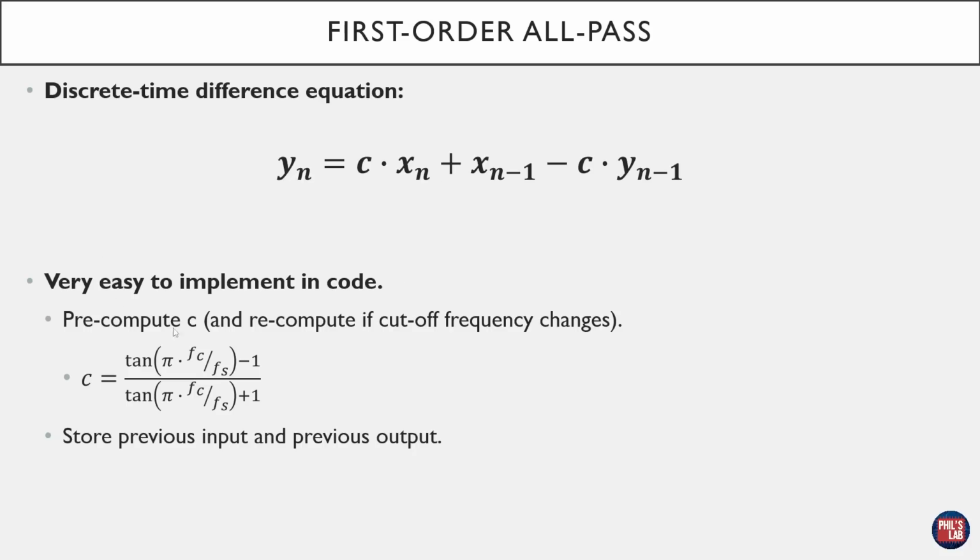All we have to do is pre-compute our coefficient C, and recompute this coefficient if we want to change our cutoff frequency on the fly. And again, we just use that formula with these tan terms in it. Other than that, we just have to store the previous input sample and previous output sample so we can compute the current output sample. And that's how easy it is to implement a first order all-pass IIR filter in discrete time in the digital domain.